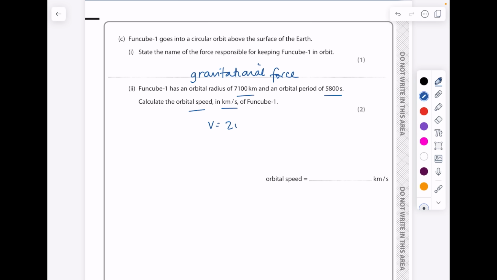So here's your equation. They've been nice with units for once. We don't need to change anything. We're trying to calculate v. So we do 2 pi times the orbital radius, which was 7,100, divided by the time for one orbit, which was 5,800, to get an answer of 7.7.